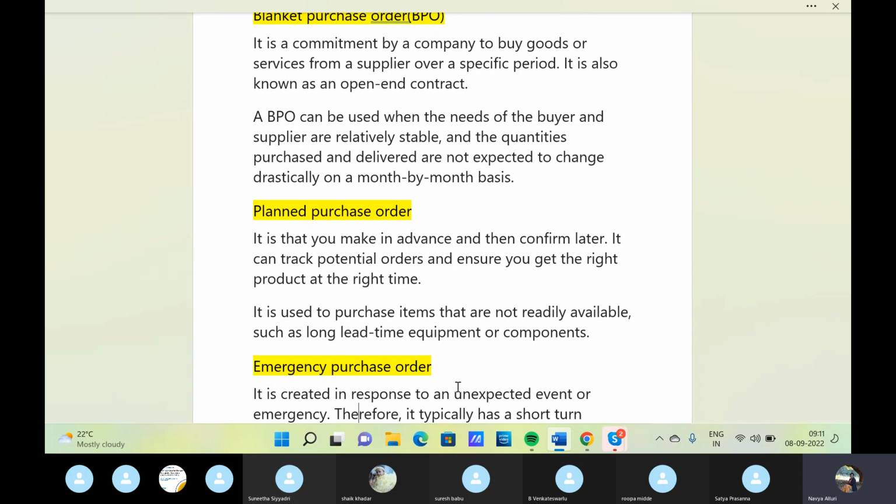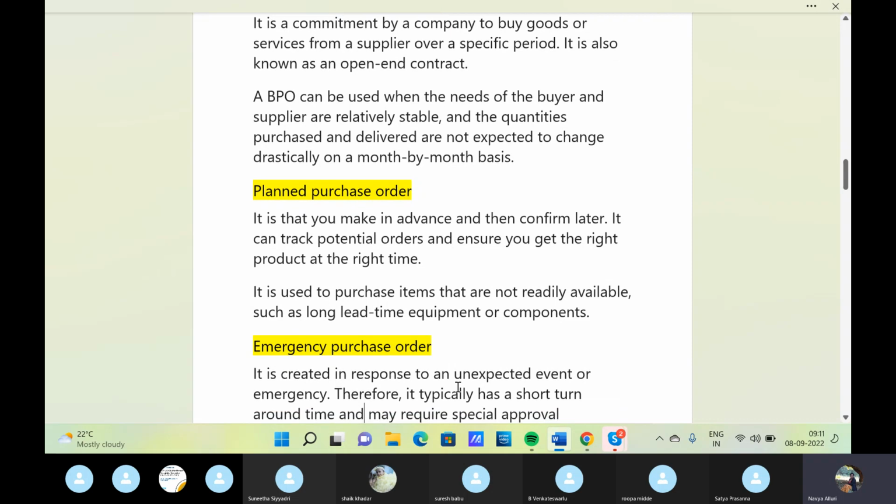Whatever quantity and whatever material we need, that information can be included and given, with some details, to the vendor. After that, they will be useful for the planned purchase order.